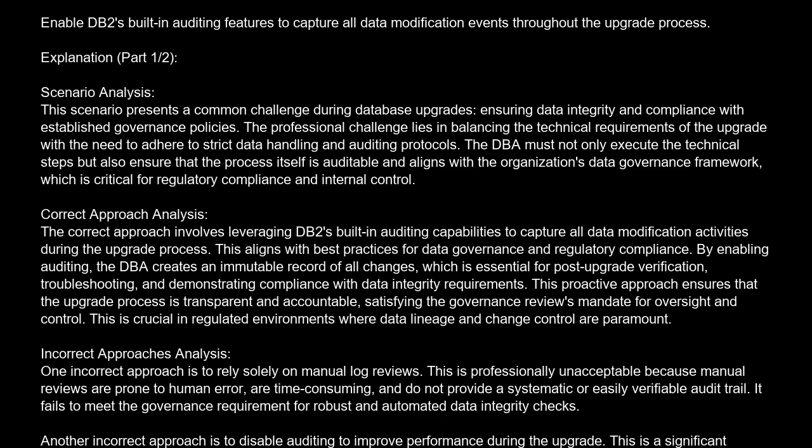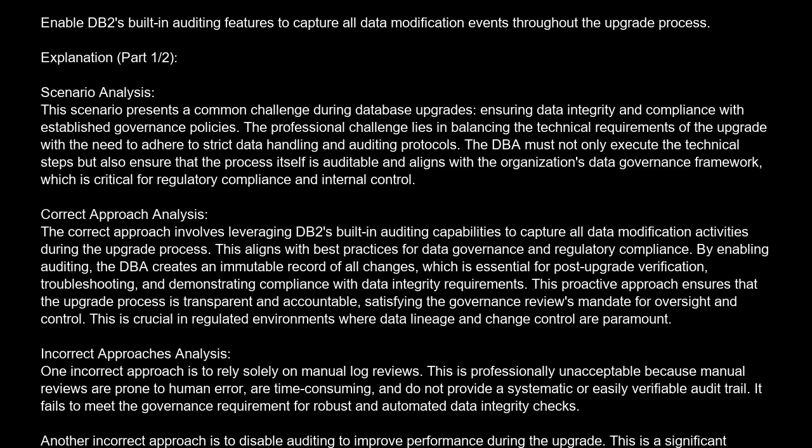Incorrect approaches analysis. One incorrect approach is to rely solely on manual log reviews. This is professionally unacceptable because manual reviews are prone to human error, are time-consuming, and do not provide a systematic or easily verifiable audit trail. It fails to meet the governance requirement for robust and automated data integrity checks.